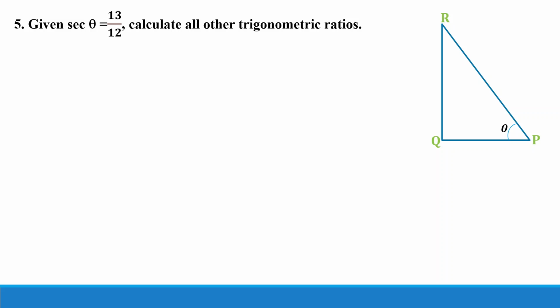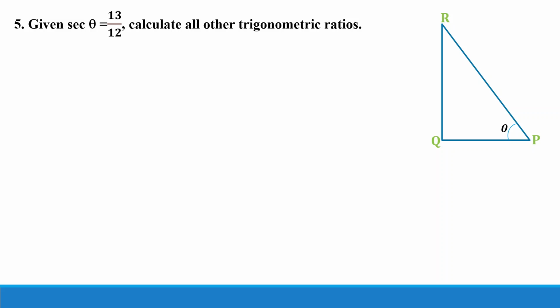So we took the fifth question now. It is sec theta, given as 13 by 12. We need to calculate all other trigonometric ratios. So once again, for your convenience, the diagram is made over here. PQR has been taken as a triangle. Theta was the angle which was taken. So I took angle P as theta. So now theta is given for sec.